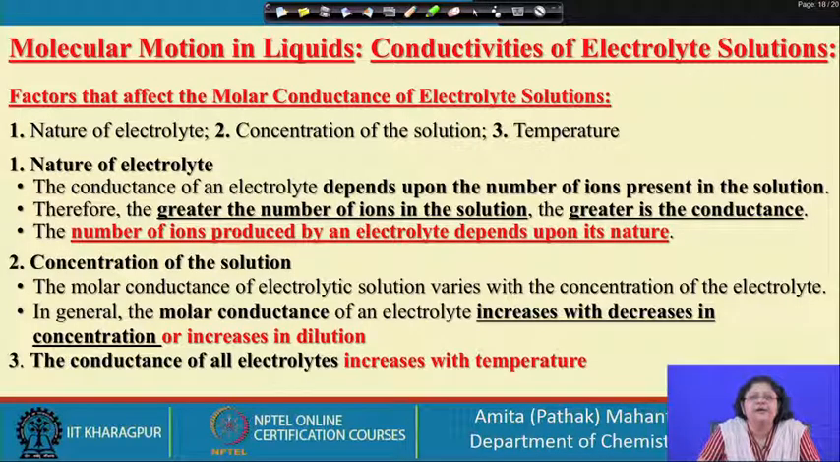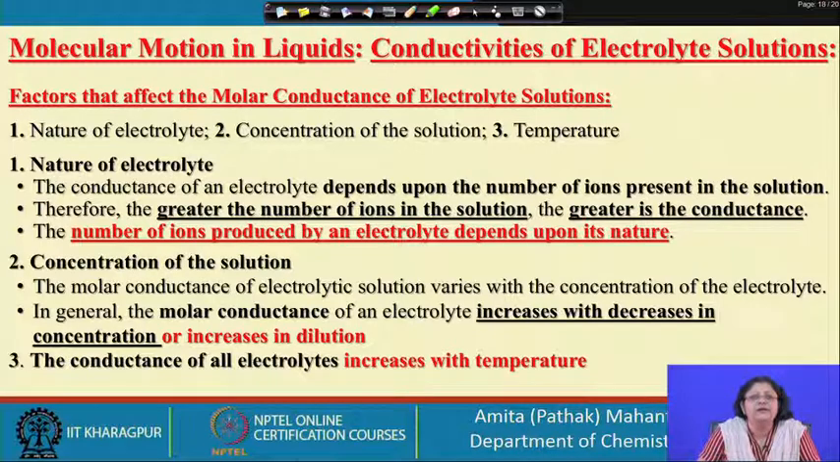So, what we are looking into, we have a concentration dependence for this molar conductance. We are talking about molar conductance, we are not talking about specific conductance here, but more or less the parameters and the way they are going to be affected will be similar. So, in this concept, if the number of ions in the solution is more, then you have more molar conductance and also specific conductance, and that is going to be dependent on the type of electrolyte or the solute you are using.